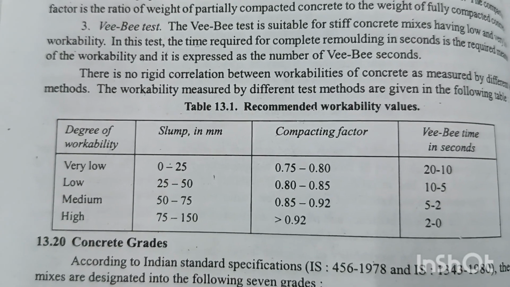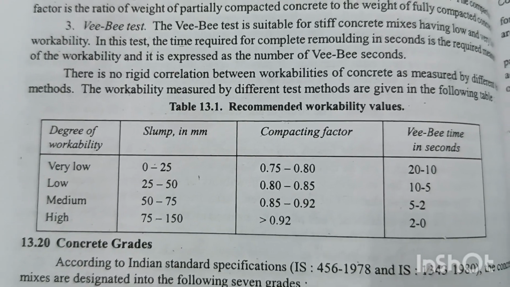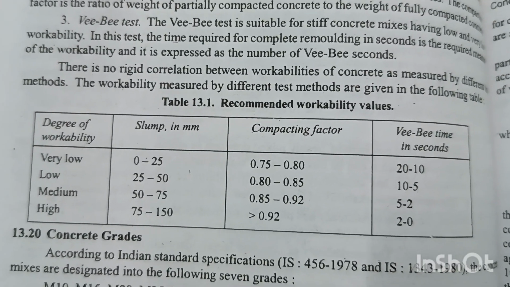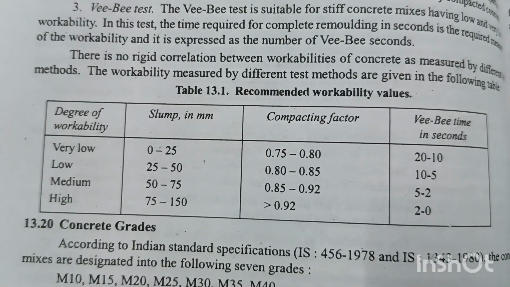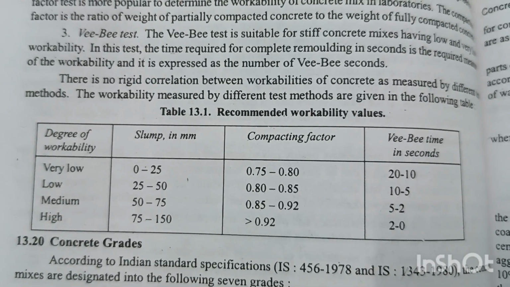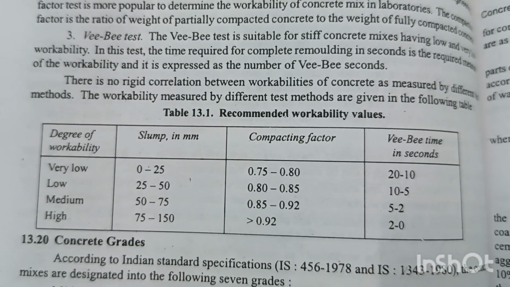Degree of workability of concrete is medium. The slump value in mm is 50 to 75 mm, compacting factor value 0.85 to 0.92 and VB time in seconds is 5 to 2 seconds. And the degree of workability high concrete, the slump value 75 to 150 mm, compacting factor is greater than 0.92 and VB time in seconds is 2 to 0 seconds.